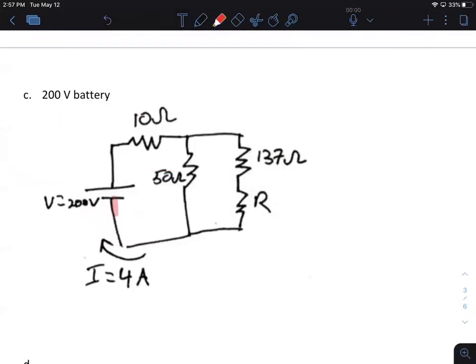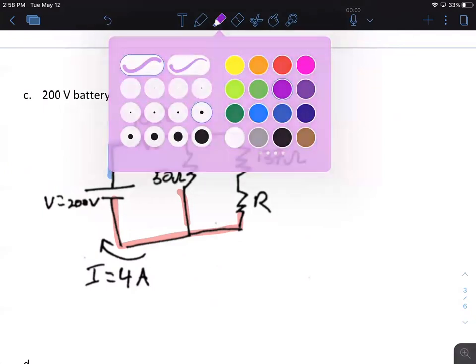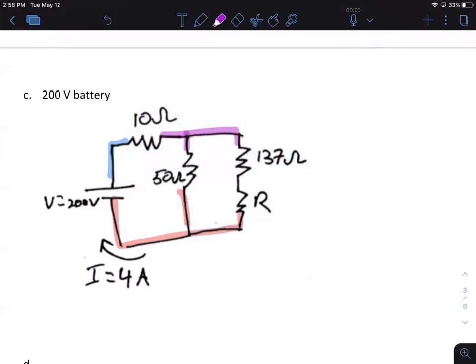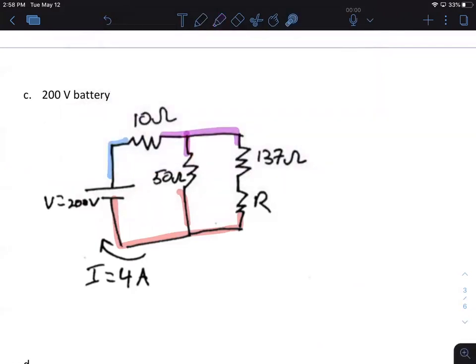I'm just gonna do this because I know it might be helpful. So battery gives it 200 volts, hits this resistor. That resistor changes the potential, takes away some, who knows how much. Hits these other resistors. One brings it all the way back to 0. The other one, not quite. So I would need another color in there.